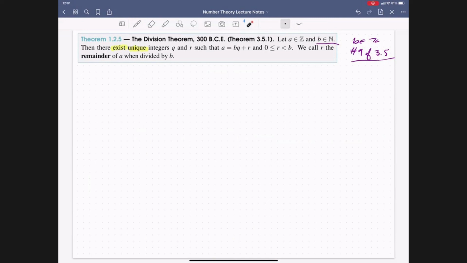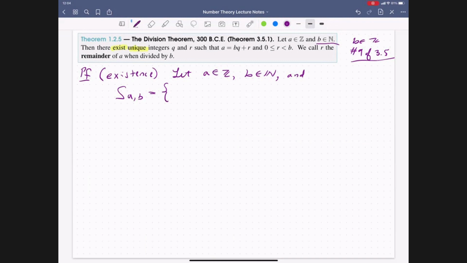Okay, so let's go ahead and do the existence proof. Let's take a to be an integer, b to be a natural number, and now here's the thing, we're going to be using the well ordering principle, so that means we need a set.